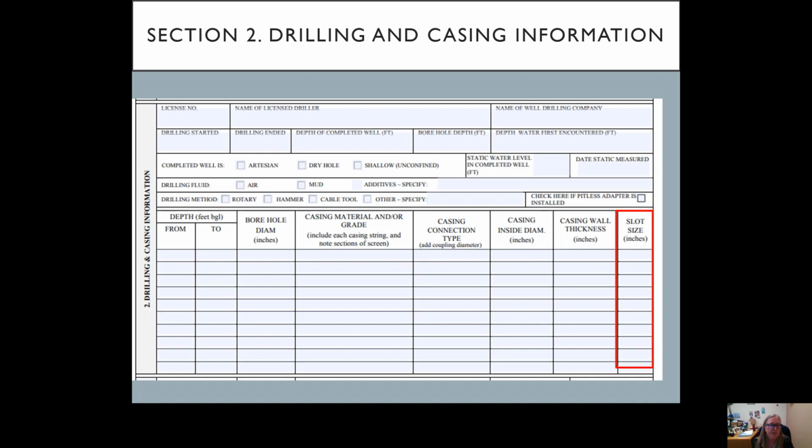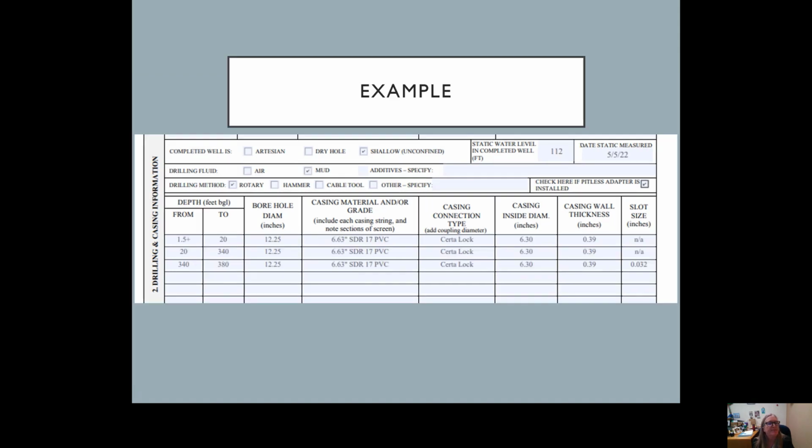The slot size of the screened casing is off to the right-hand side here. We want the solid casing and the slotted casing to be shown on different lines, and I'll show you an example of that here in a moment. Here it is. And so this is a great example. So this is a shallow well, unconfined. Now the new form asks for the date that the static water level was measured so that we can see how much time has passed since the well has been completed. That must be checked off there. If you are installing a pitless adapter in the job, check this box too. This is a new box on the 2022 form.